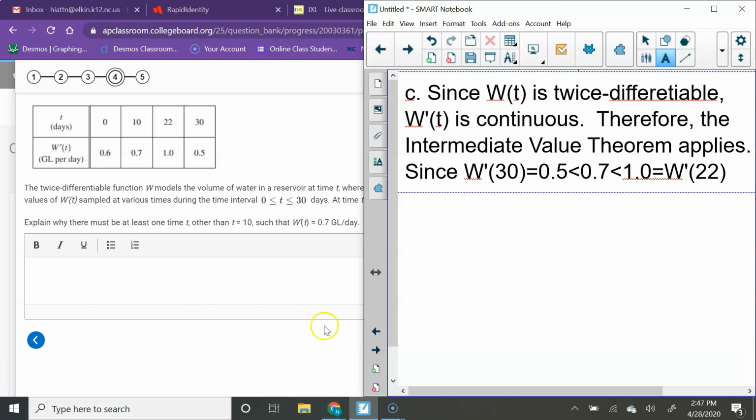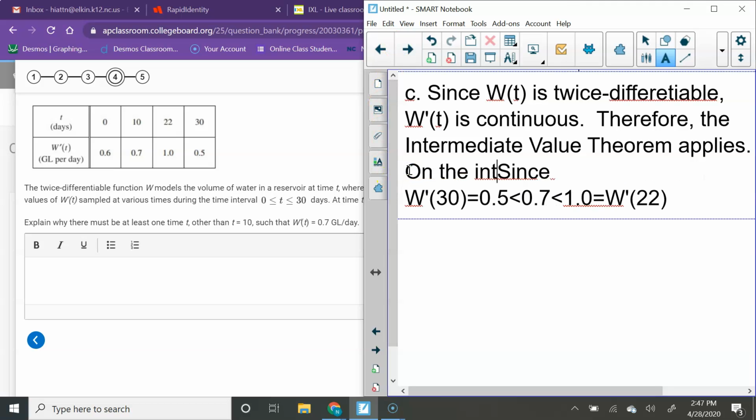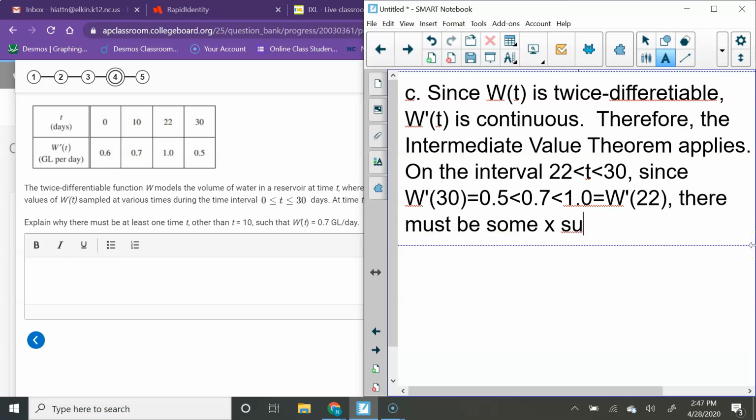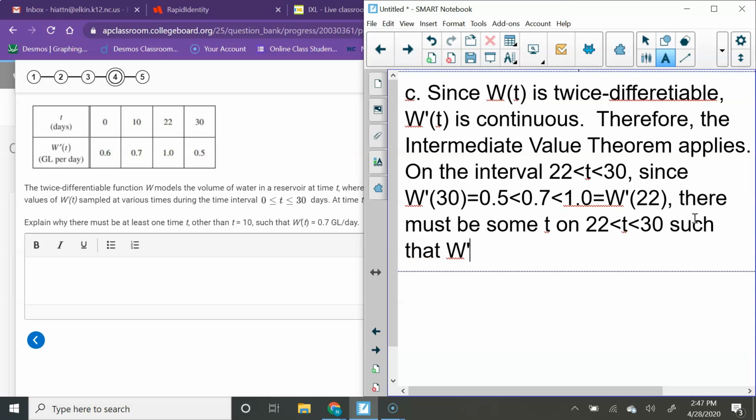Actually, let's see. We could say on the interval 22 less than t less than 30, since we have this happen where 0.7 is between 0.5 and 1, there must be some t on 22 less than t less than 30, such that w prime of t equals 0.7. So that is an intermediate value theorem problem there.